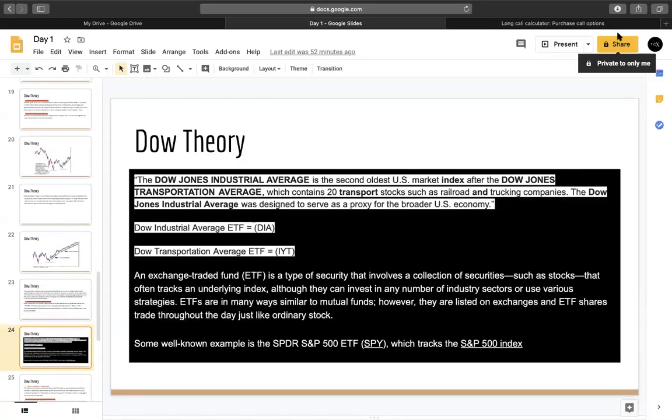Some well-known examples of ETFs are SPY, and what else? Can you guys tell me any other ETF names that you already know about right now? Oh, wow. USO, Triple Qs, IWM. Good names. Good names. Okay.